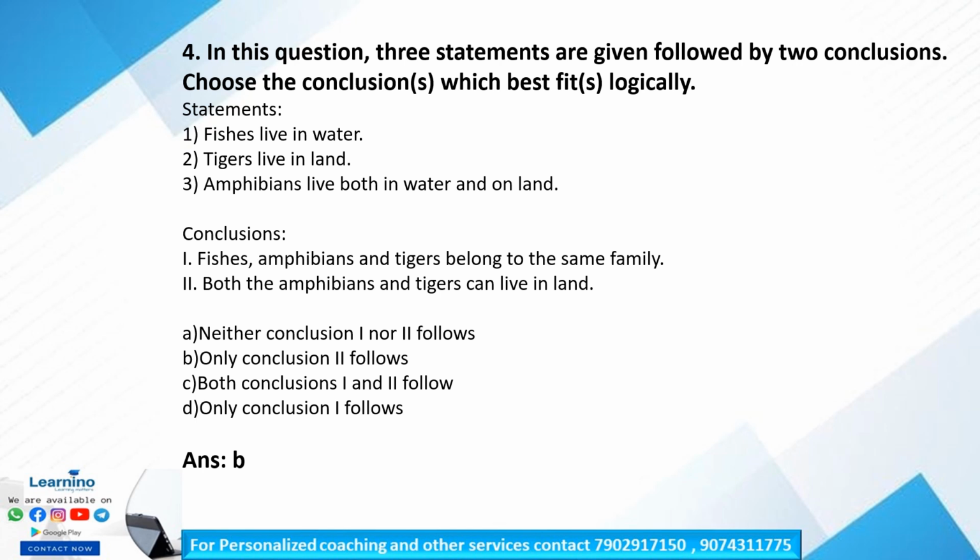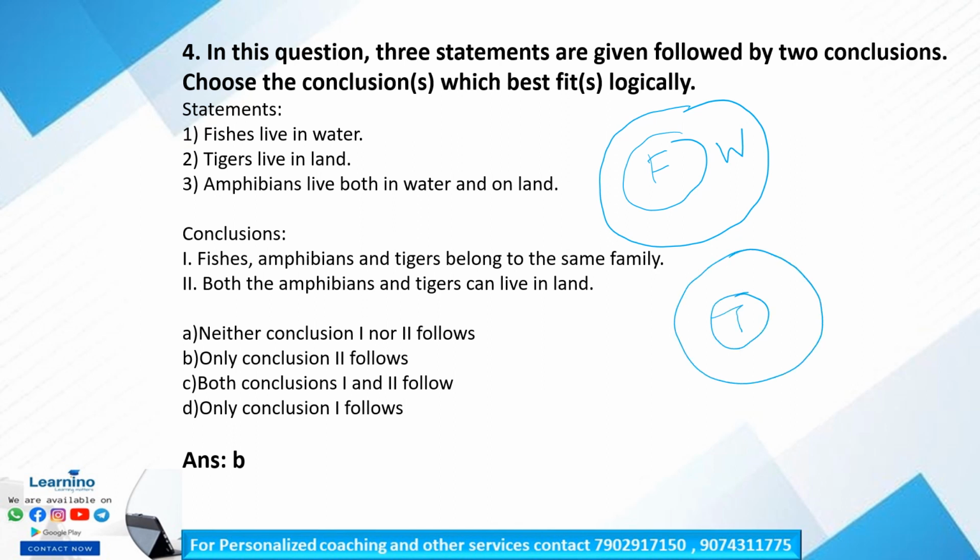Question number 4. In this question, 3 statements are given followed by 2 conclusions. Choose the conclusion which best fits logically. Statement number 1 is fishes live in water. Tigers live in land. Amphibians live in both water and on land. So let us consider the amphibians here.